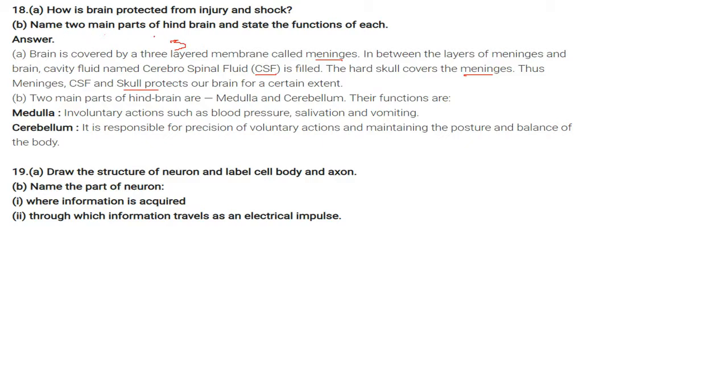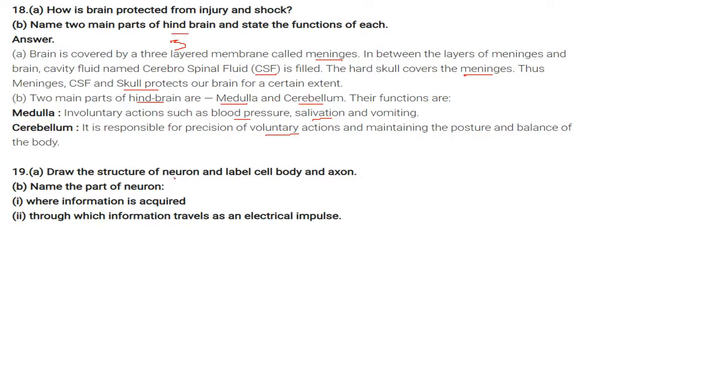Name 2 parts of hindbrain and state the function of each. So 2 main parts of hindbrain are medulla and cerebellum. The functions are: medulla, the involuntary actions like blood pressure, salivation and vomiting. This is because of the medulla. Cerebellum, it is responsible for precision of voluntary actions and maintaining the posture and balance of the body.